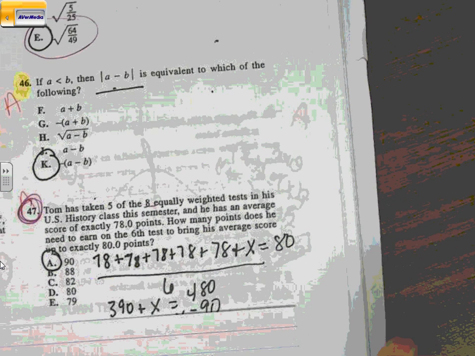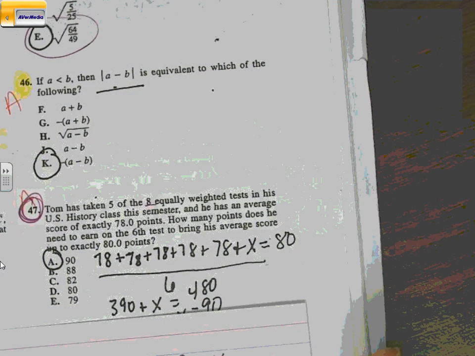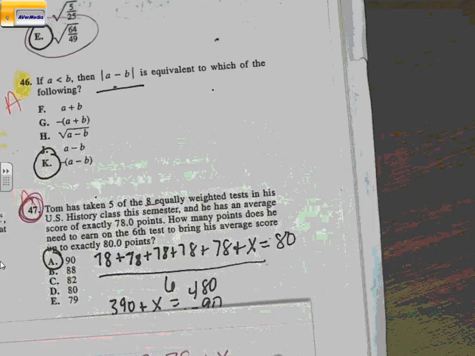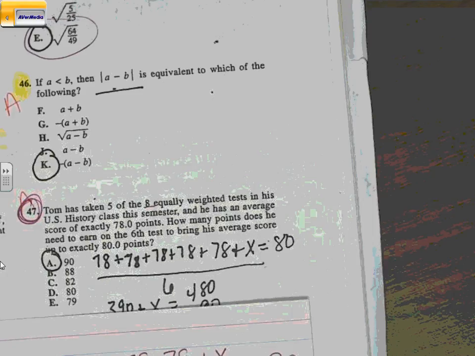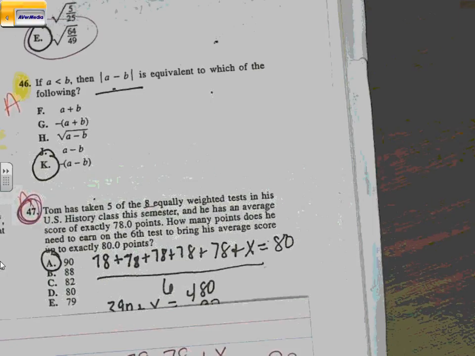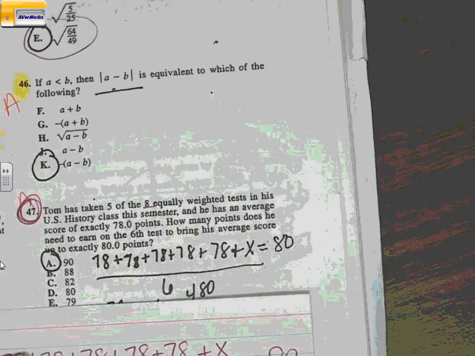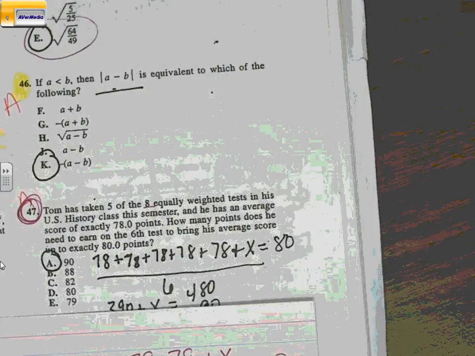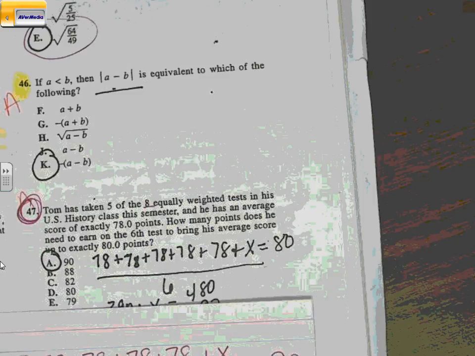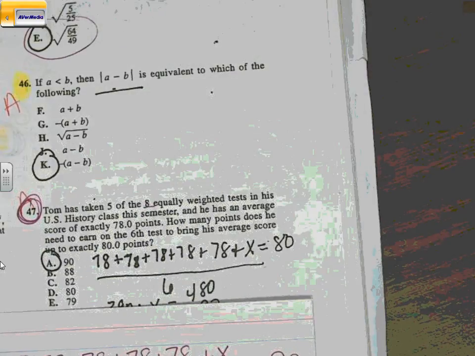Now, think about it also, if you've made a 78 on 4 tests, is a 79 going to bring you up to an 80? No. Is an 80 going to bring you up to an 80? So you can eliminate some, you may not be able to actually get the 90, but you could at least probably eliminate it down to the A and B. So you give yourself a 50-50 shot instead of just a random guess.